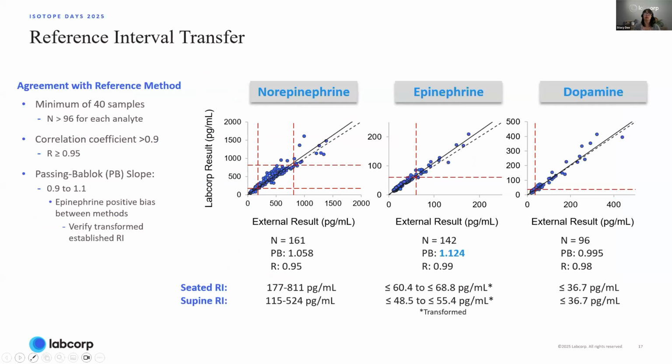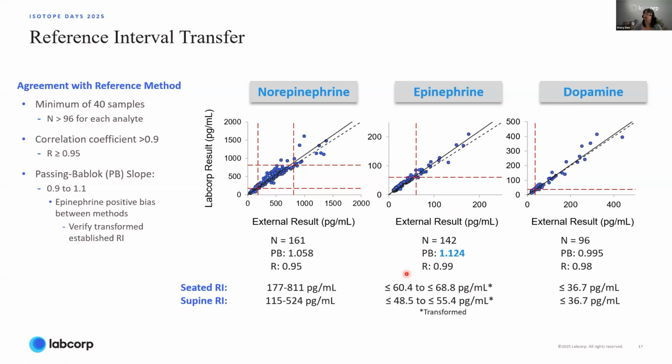So the agreement with the reference method is shown here. You can see that we have good agreement with the reference method, good correlation. We had passing Bablock slopes that were between 0.9 and 1.1, except for the case of epinephrine. It had a passing Bablock of 1.124, so it's about 12% biased.